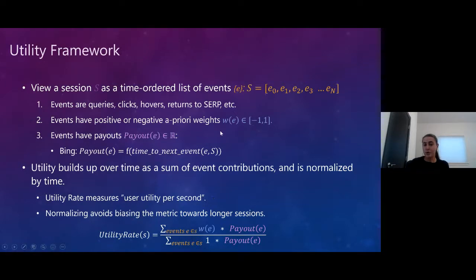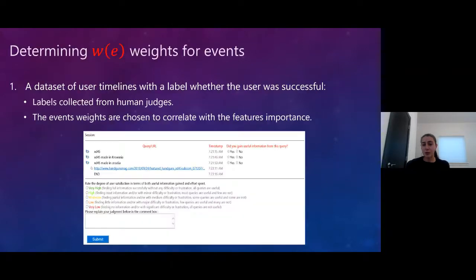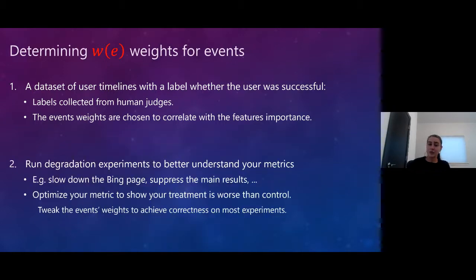One component here that I want to talk about is these weights, and they can be a bit fuzzy to determine. But one of the things we try for these weights is that we have a data set of anonymized user timelines with labels that we've asked human judges to produce. So this is where ground truth comes back again, where we can leverage these ground truth labels to determine what the weights of these events are. Another way is what we call running degradation experiments to better understand your metrics.